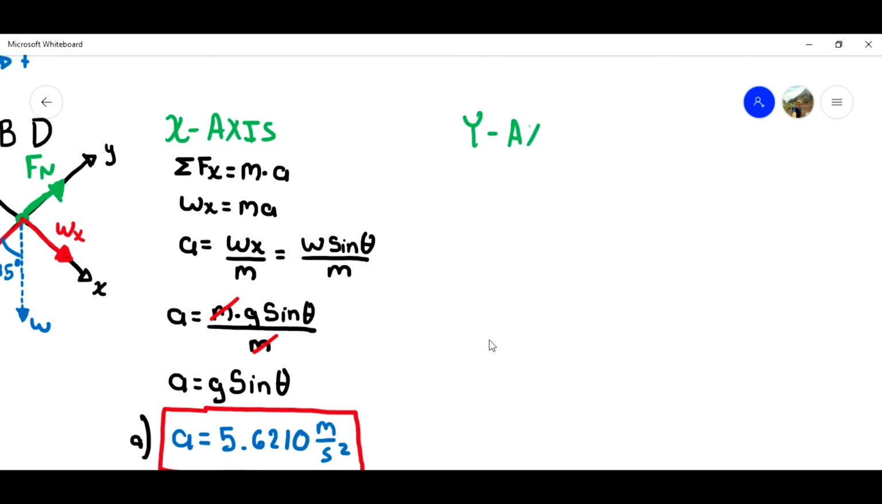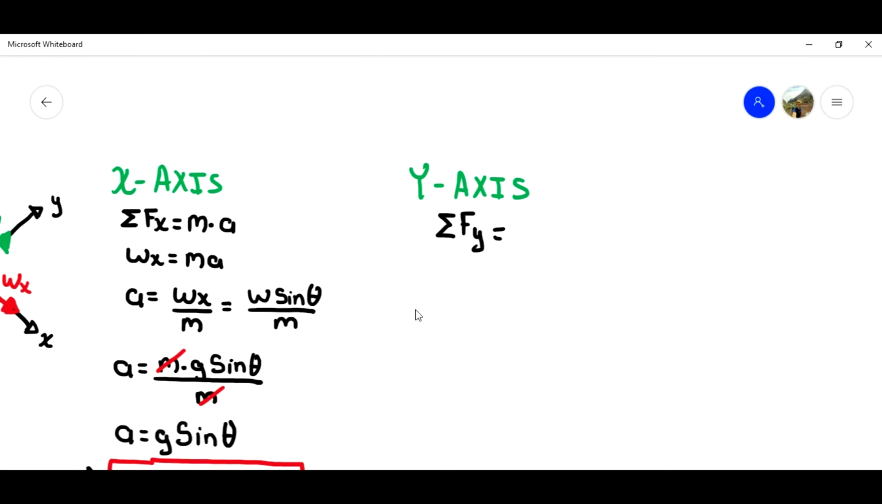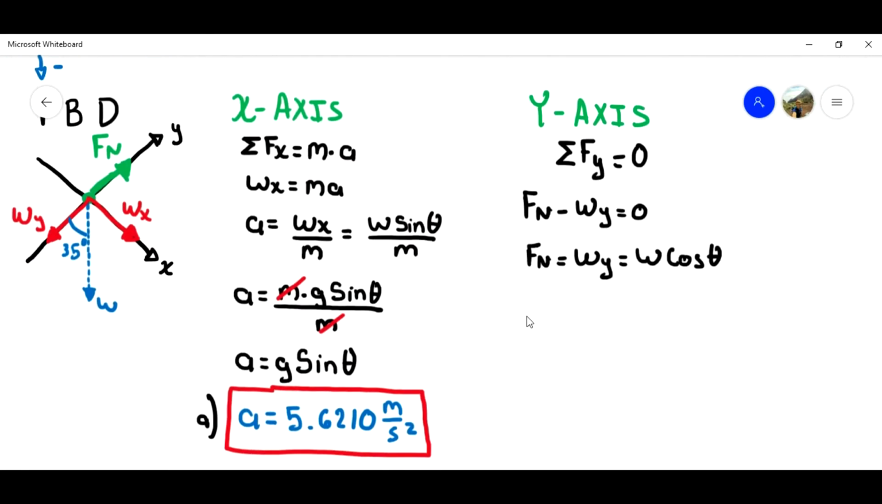Y-axis. So the sum of all forces in Y equals, well, the object is not going to move on the Y-axis. So in this case, it's going to be 0. So what forces do I have on the Y-axis? I got 2. The normal force that goes up, so it's going to be positive, and the Wy that goes down, and it's going to be negative. So normal force minus Wy equals 0. So normal force equals Wy, that is weight times the cosine of the angle, because remember the equation that I just wrote over here. So normal force equals the mass times the gravity times the cosine of the angle.